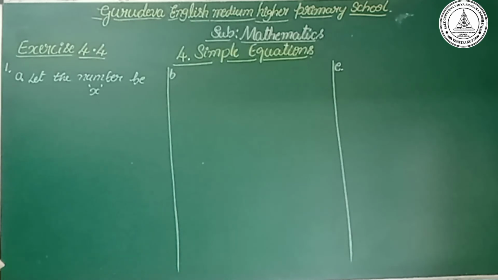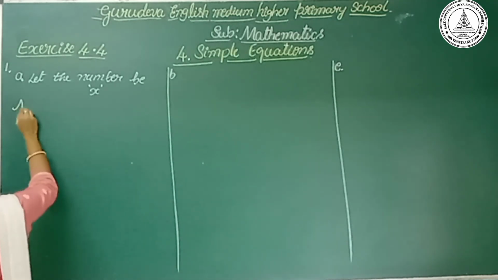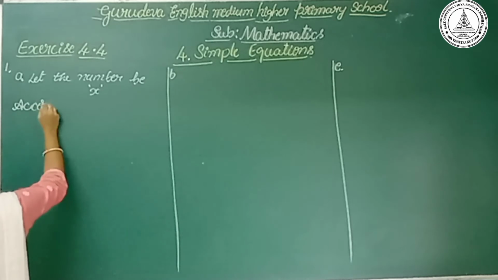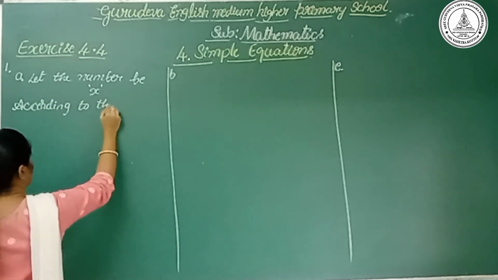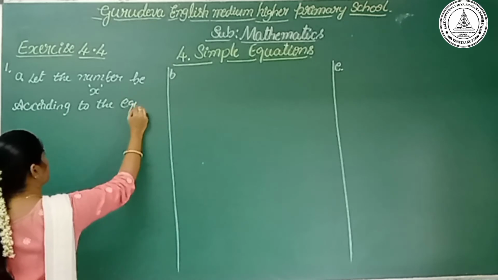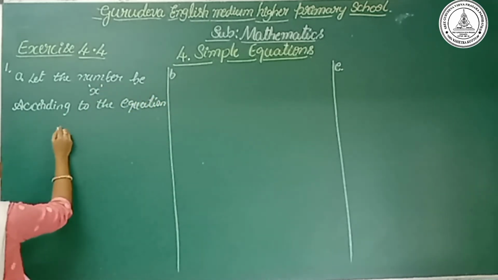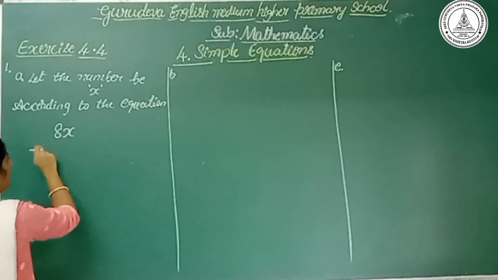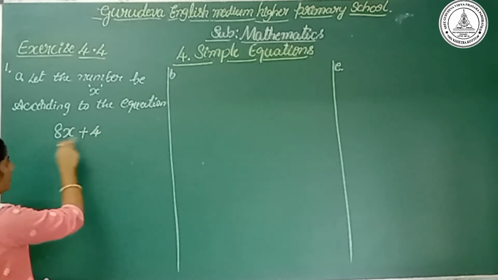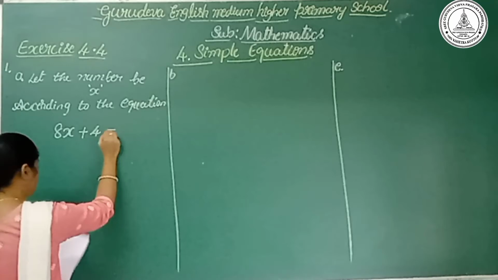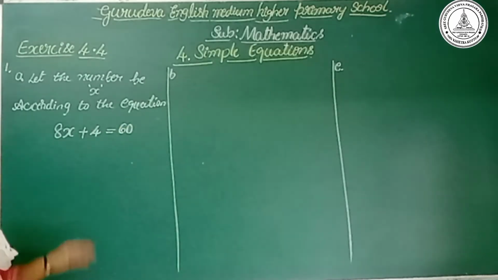Then according to the statement, what equation will we get? 8 times a number is 8x. Add 4 to 8 times x, and you get how much? That is 60. You get 60.